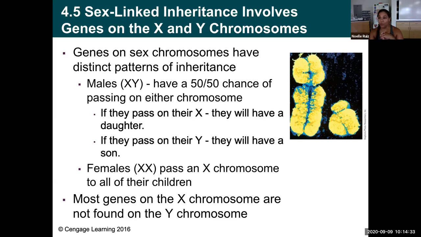If you think of the word boy, it ends in Y. If you have a Y, you are a boy. Females have two X's. They only have X's to pass on. So they pass the X chromosome on to all of their children. So it's actually the father that determines the gender of a child, because the father has two different ones and they have a 50-50 chance of passing on either one. Most genes on the X chromosome are not found on the Y chromosome.